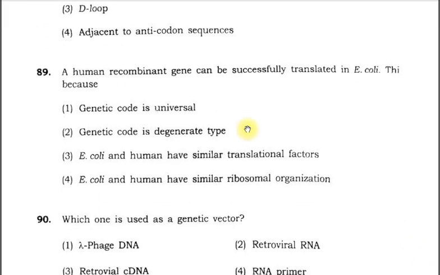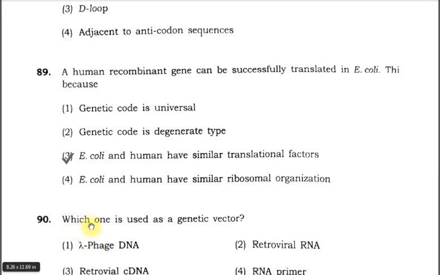Question number 89. A human recombinant gene can be successfully translated in E. coli. This is because option 1, genetic code is universal. Option 2, genetic code is degenerate type. Option 3, E. coli and human have similar translation factors. Option 4, E. coli and human have similar ribosomal organization. So here the correct one is option number 3, E. coli and human have similar translational factors.